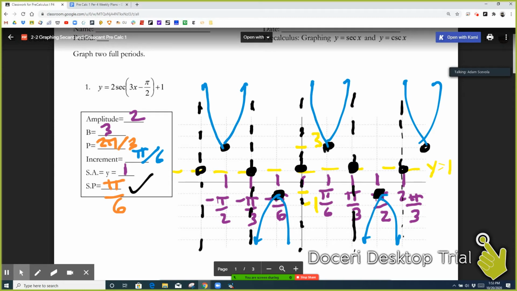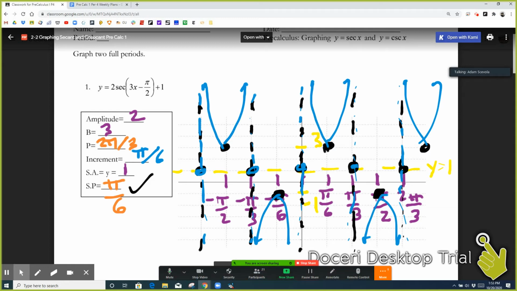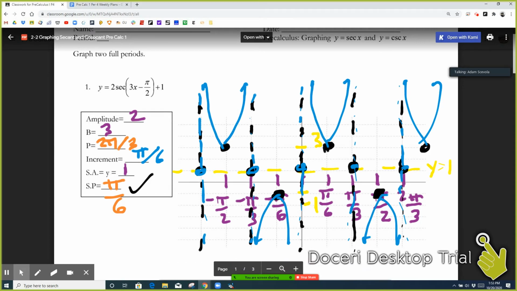All right. So everything in black, other than those vertical asymptotes, which I'll highlight in blue, is the exact same setup as cosine. So if you can graph cosine, you can pretty much graph secant. The only difference is every other point on the midline, you draw a vertical asymptote. Every point on the max, you draw an upward facing parabola. Every point on the minimum, you draw a downward facing parabola.